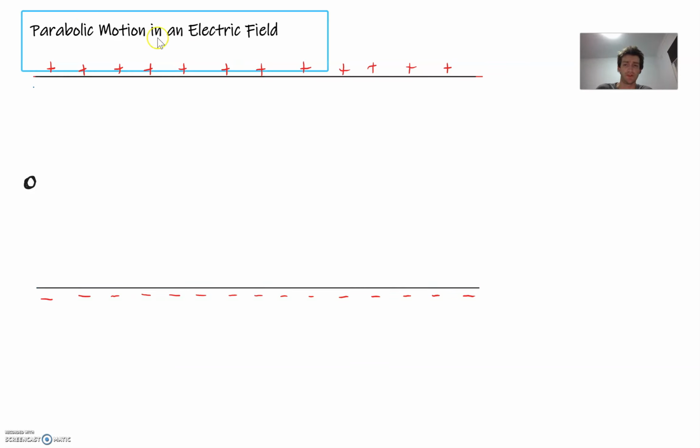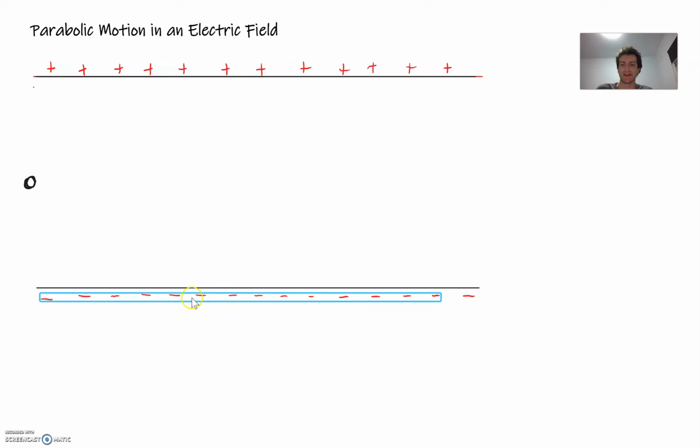Hello there, in this video we're looking at parabolic motion in an electric field. So here I've got my parallel plates arranged like so, positively and negatively charged, and there'll be an electric field inside this space that's uniform in magnitude and direction. And that means that this particle will experience an acceleration that's uniform in magnitude and direction as well.